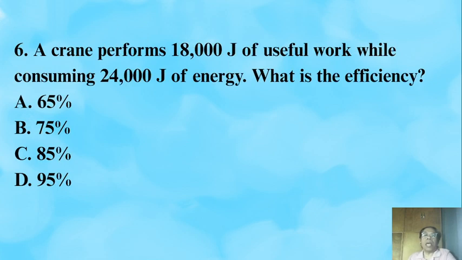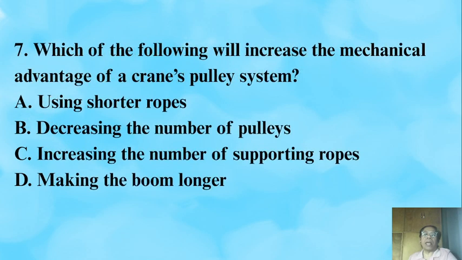Number 6. A crane performs 18,000 joules of useful work while consuming 24,000 joules of energy. What is the efficiency? Letter A, 65%. Letter B, 75%. Letter C, 85%. Letter D, 95%.